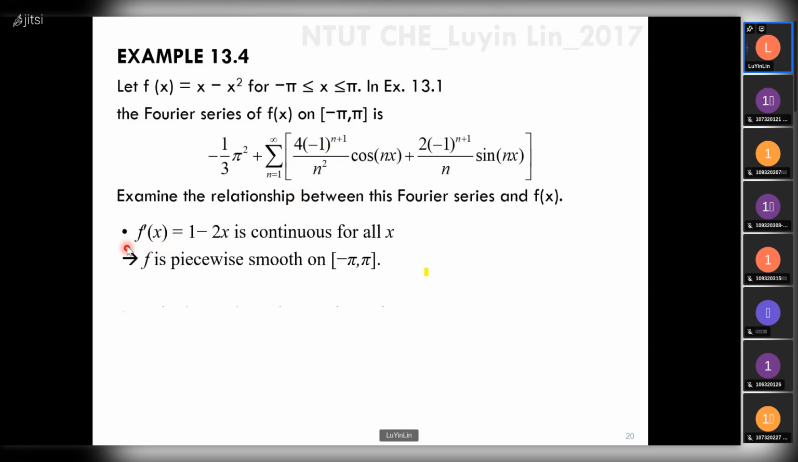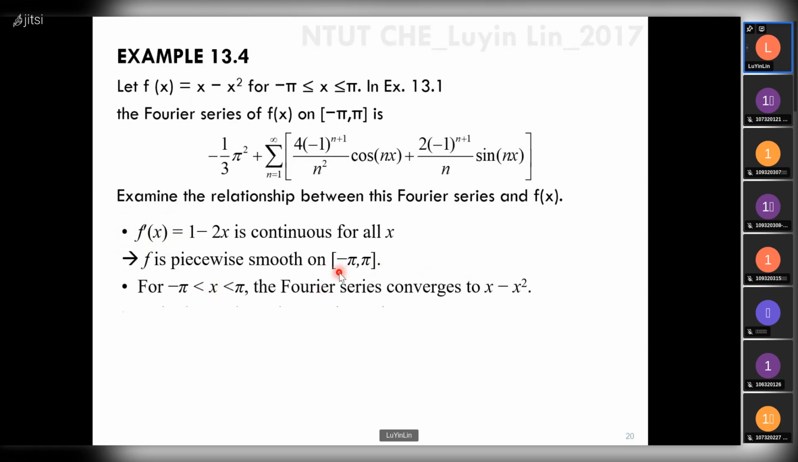First, do the first differential. You can find this is f of x. The first differential is 1 minus 2x. It is continuous for all x. So f of x is piecewise smooth. Okay, let's find the convergence.